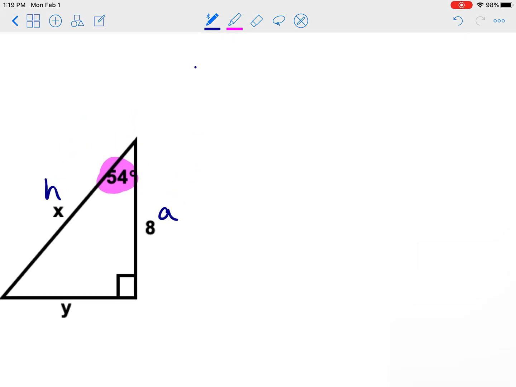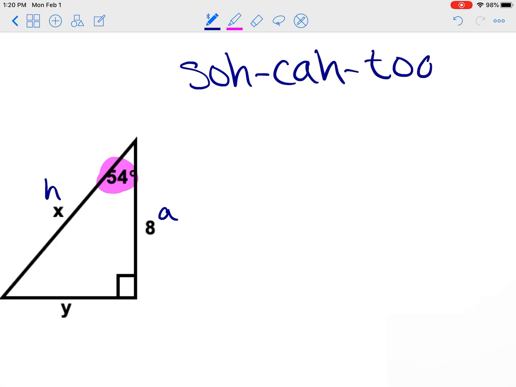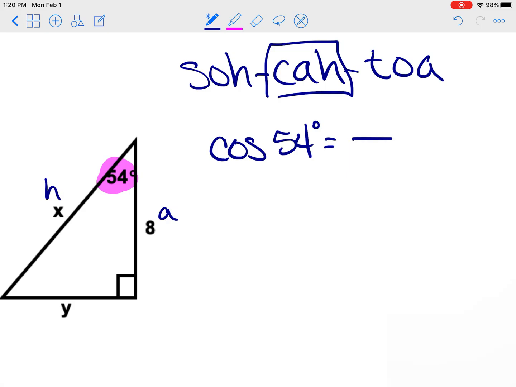So if we think about our word Sohcahtoa, A and H means we're using cosine to find x. So we would say the cosine of 54 degrees equals, and our ratio is A over H, so it'd be 8 over x. Well, this one's reverse of what we had. We can't just multiply by 8 and be done because x is in the denominator now. So let's talk about what to do here.